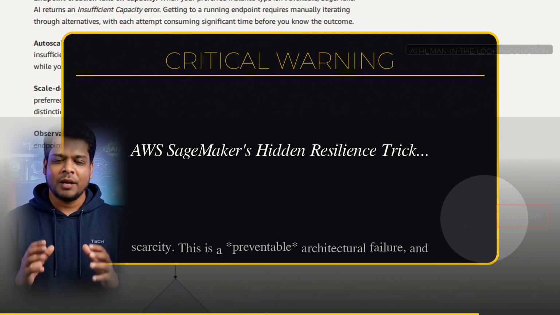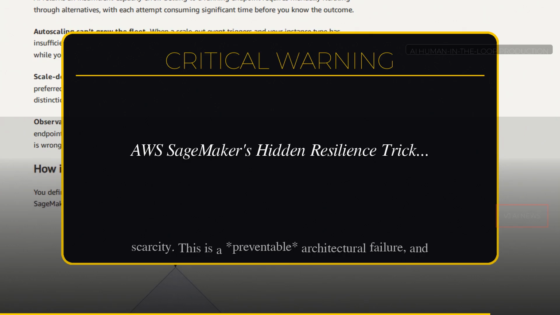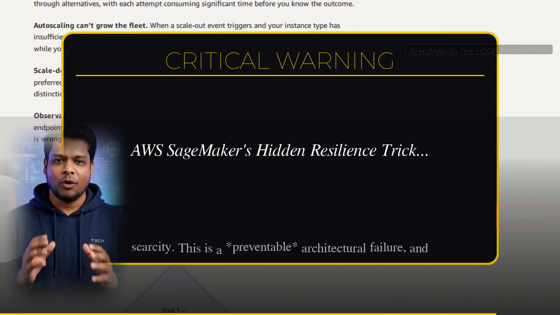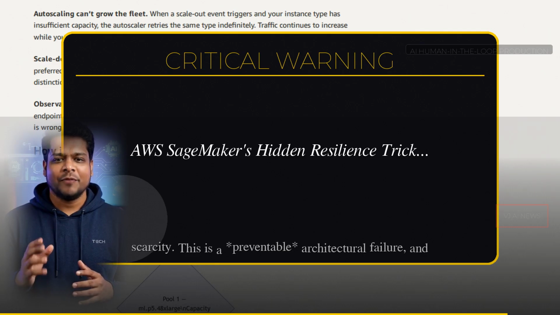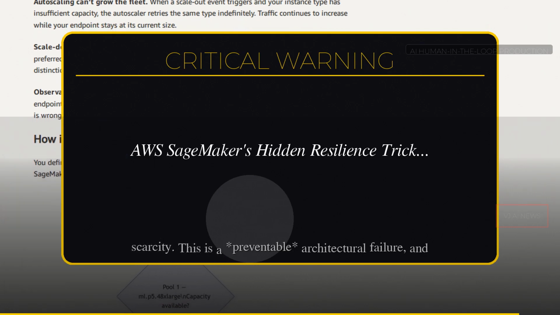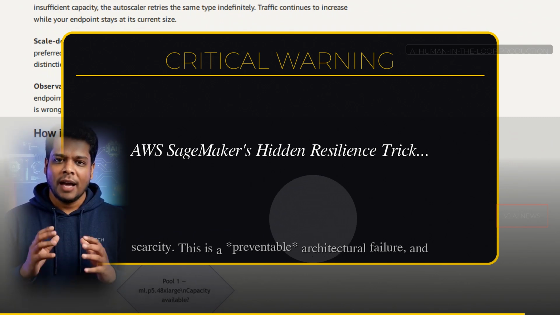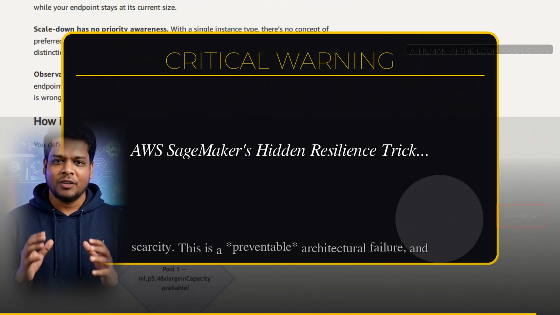Here's your starting point. Today, go to one of your existing single-instance-type SageMaker endpoints, and just add one compatible alternative instance type to its configuration. Just one. Start building that muscle memory now. If you're building real-world AI systems, this is the kind of engineering that matters.